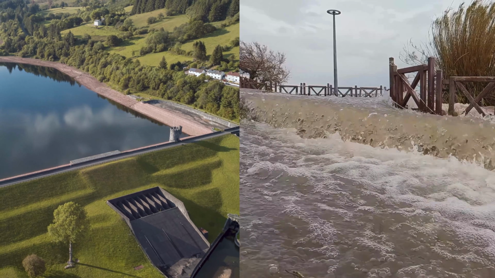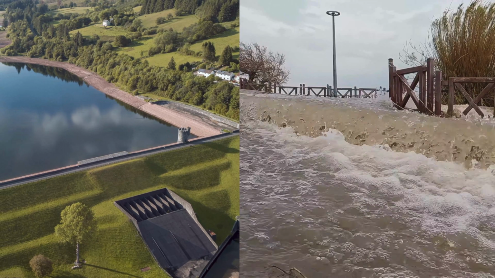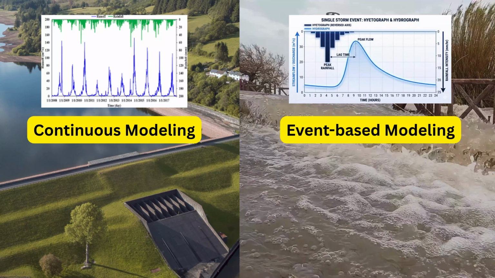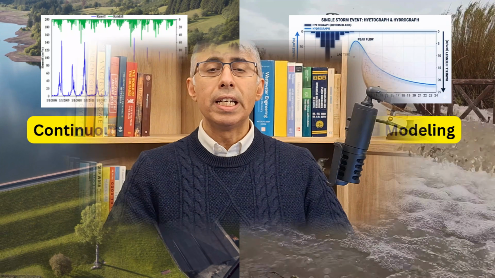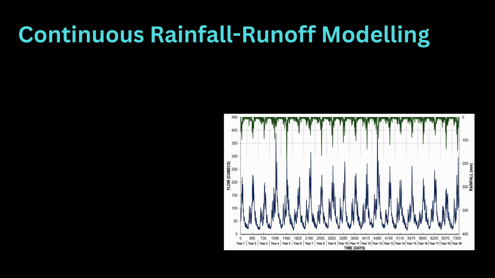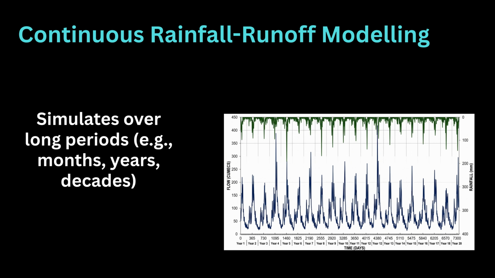Before we make any decisions about model parameters, we need to determine which modeling framework best suits the application. In this video, I will break down the practical differences between continuous and event-based rainfall runoff modeling, what they mean, what they are best for, and where they can be challenging. Stay with me. Continuous rainfall runoff modeling simulates the catchment without interrupting over long periods, months to decades.